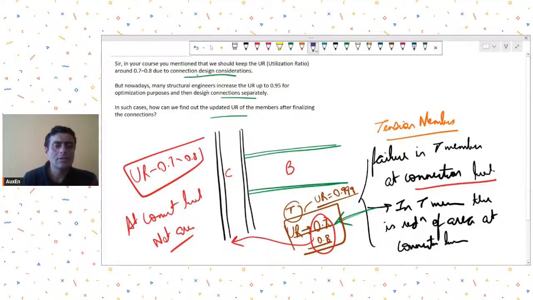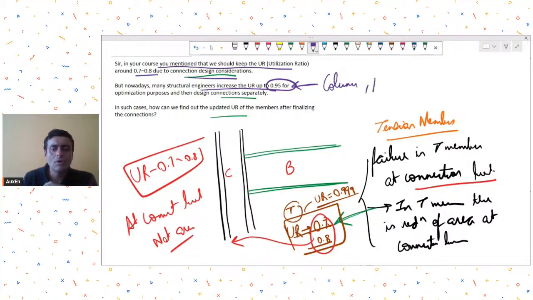So now let us look at this question once again. In the course, you mentioned that we should keep the UR around 0.7 to 0.8 due to connection design considerations. But nowadays, many structural engineers increase the UR up to 0.95. See, this 0.95 that you are saying is more valid for columns, beams, and all other elements which are mostly going to have compression and flexure. If your member has compression or flexure, at the connection level you will not find any major difference in the utilization ratio.